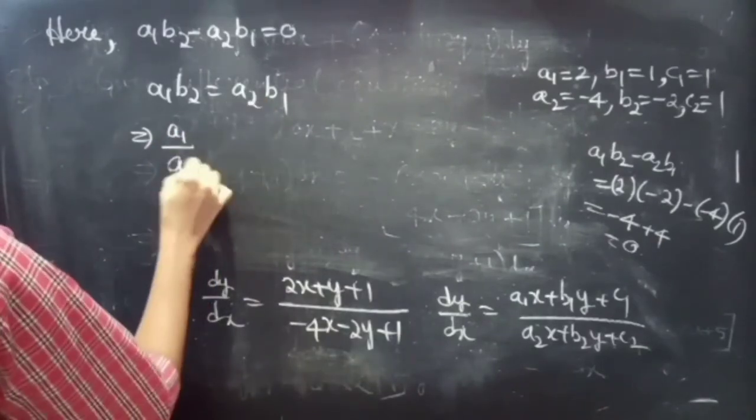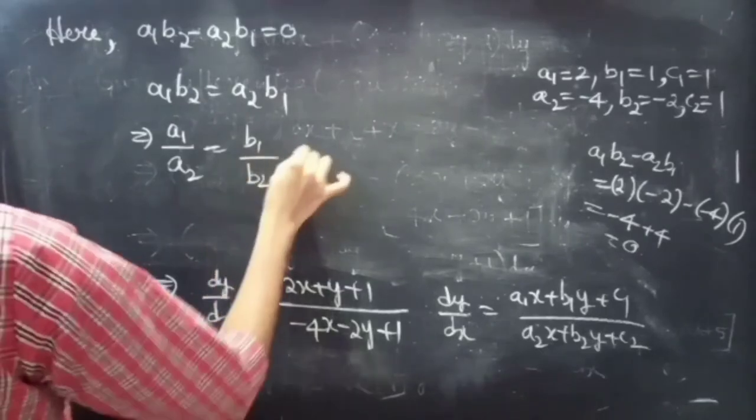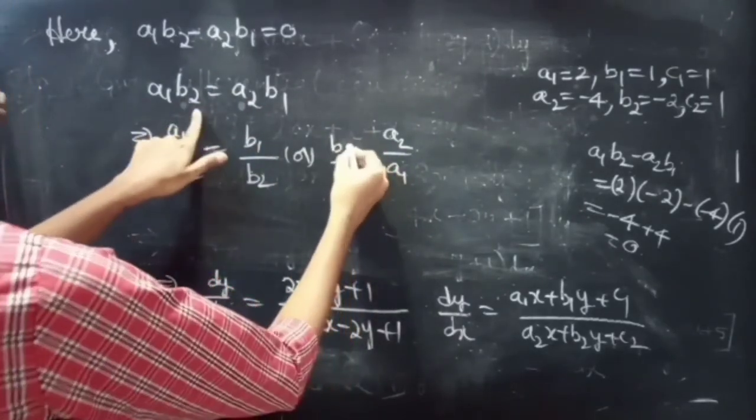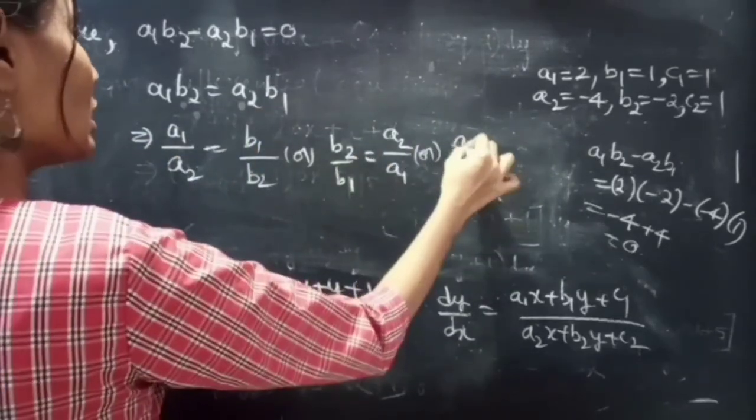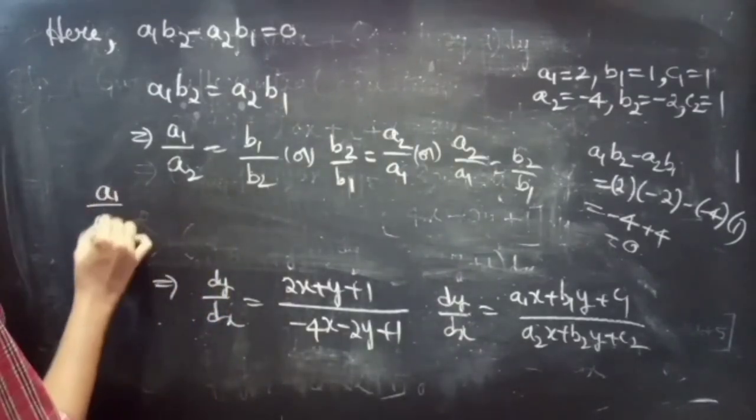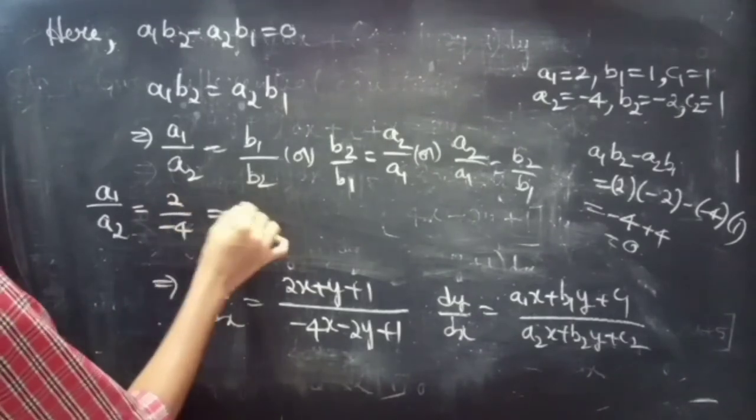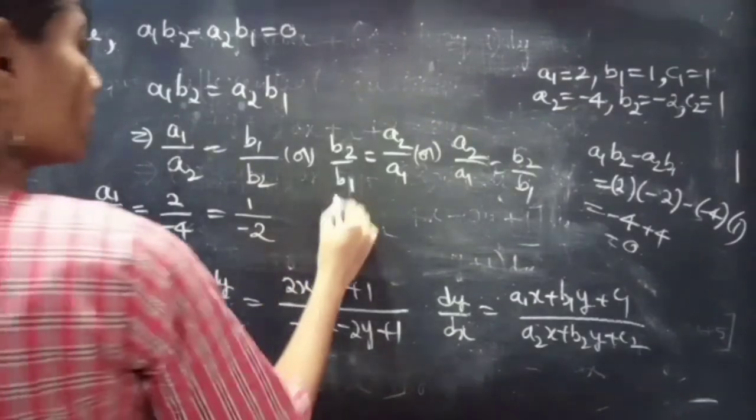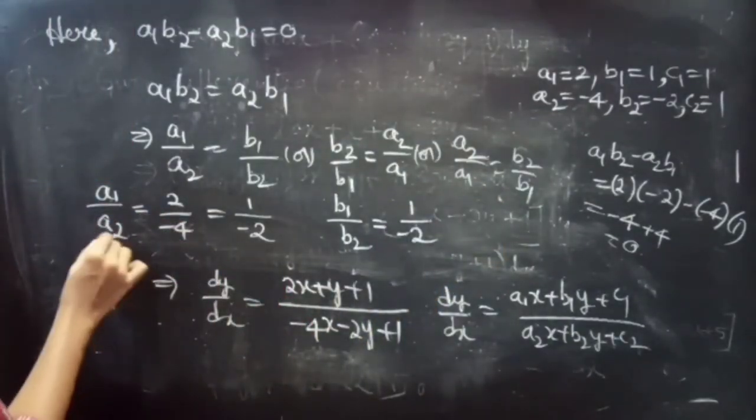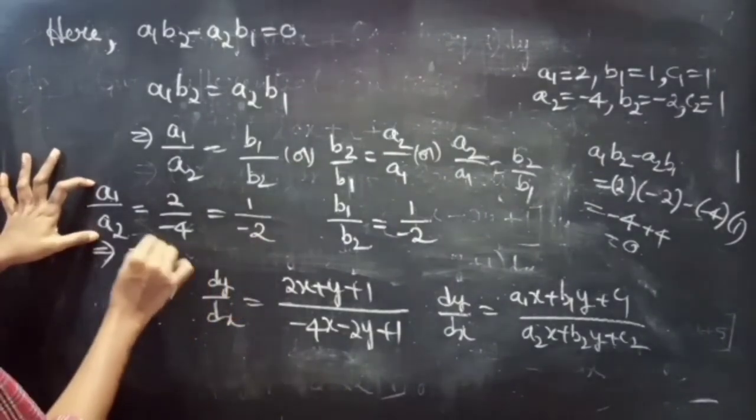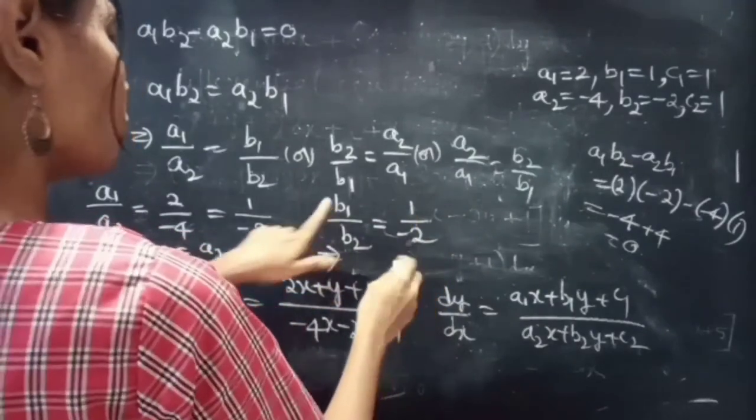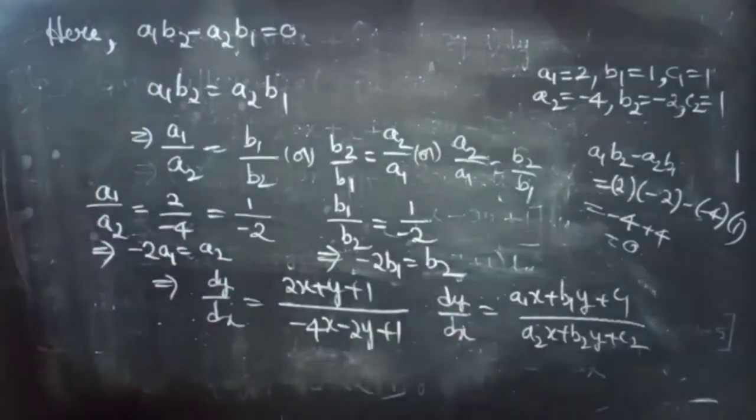So we'll get a1/a2 = b1/b2, or you can also write this as a2/a1 = b2/b1, right? Okay, fine. So we have a1/a2 = 2/(-4) = 1/(-2), and b1/b2 = 1/(-2). So from a1/a2 = 1/(-2), we get -2a1 = a2. And from this, we'll get -2b1 = b2, right?